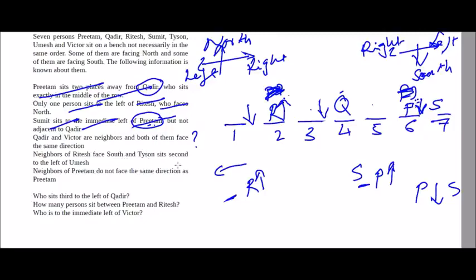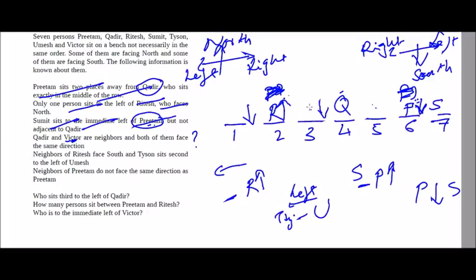Tyson sits second to the left of Umesh. So wherever is Umesh, assuming left, this is Tyson. I don't know which direction is left for Umesh, but I know that 2 places to the left of Umesh is Tyson. Now let's try to fit. If I fit Umesh here, in 5, Tyson will have to come in 3. That's the only place left, which is a gap of 1 person. But then there is no place for Victor to sit. I cannot take care of this criteria. So Umesh cannot sit in 5.